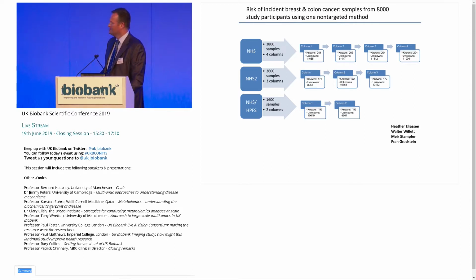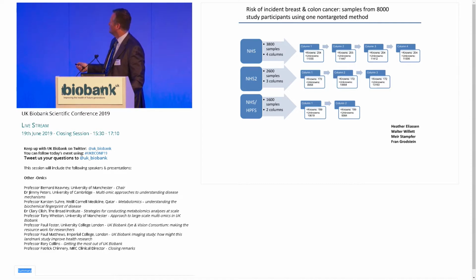And I have to admit that it represents maybe not quite 2% of the UK Biobank. And the other thing I have to apologize for is that NHS in this case represents Nurses' Health Study, not National Health Service, so I apologize for that.